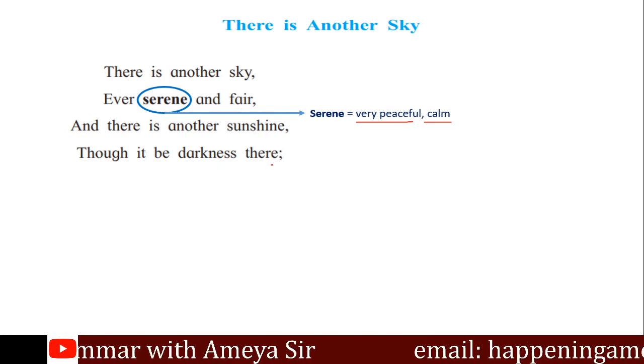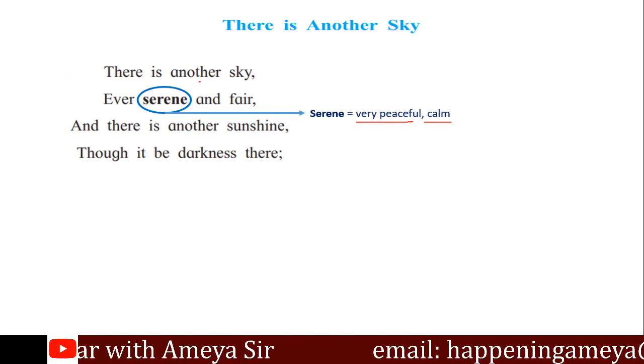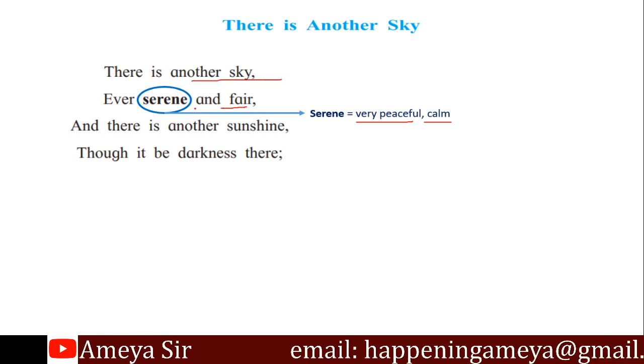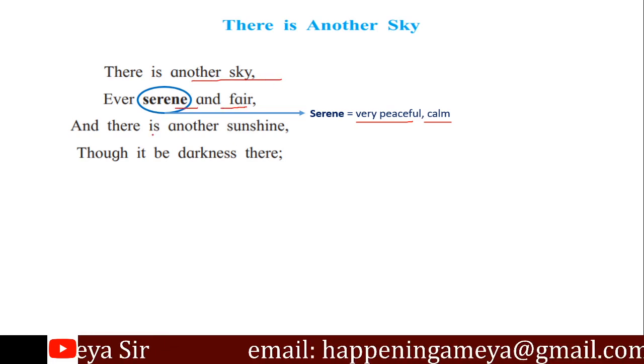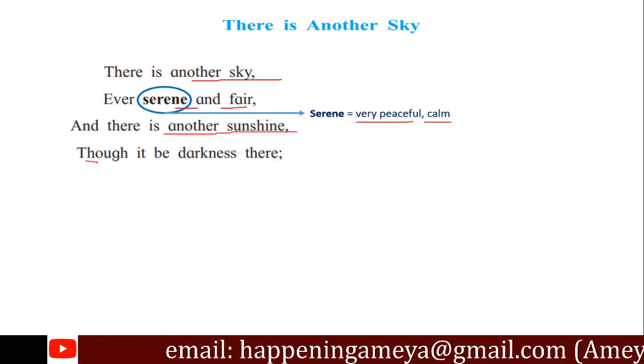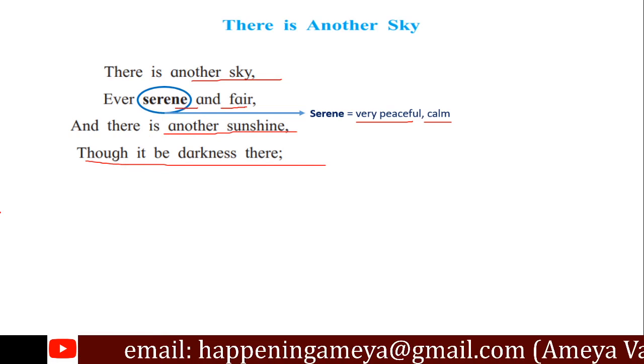So she is telling her brother Austin that always remember that there is some place else which is very calm and very fair, non-partial. There is always sunshine somewhere. Doesn't matter how much the darkness is in the current situation.